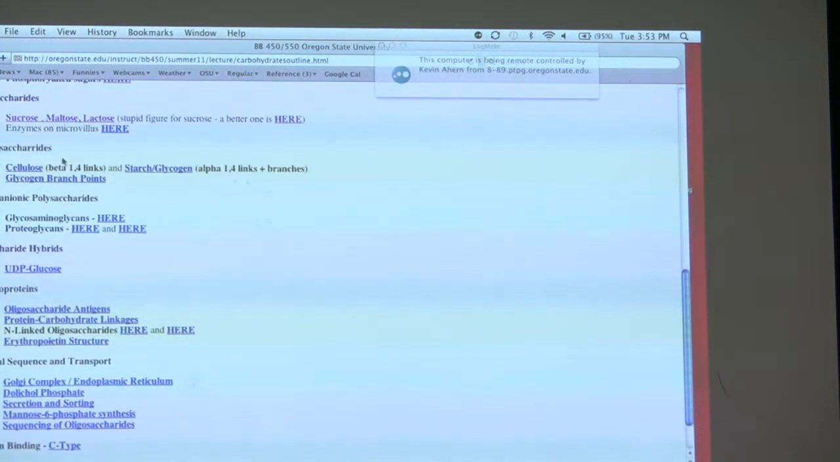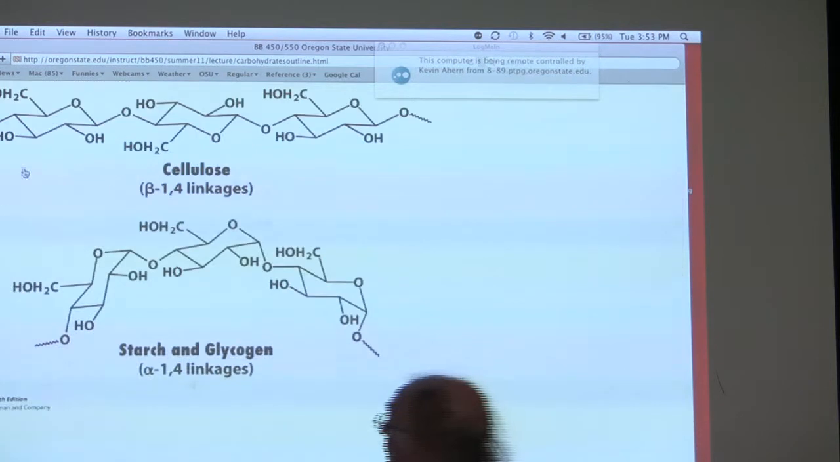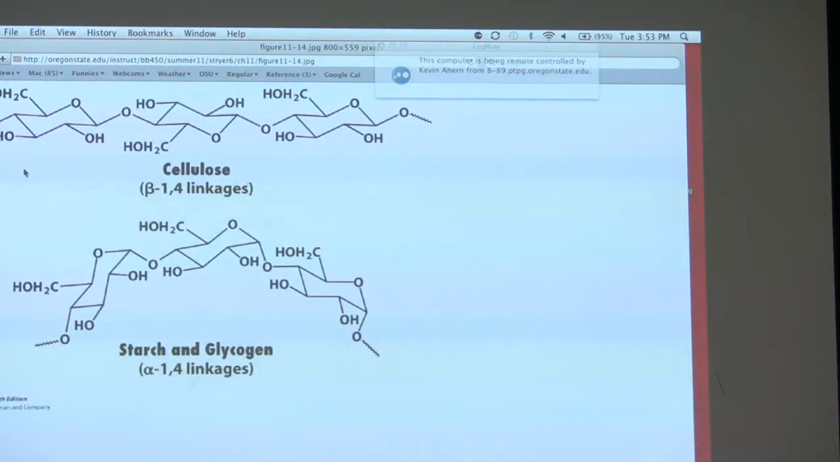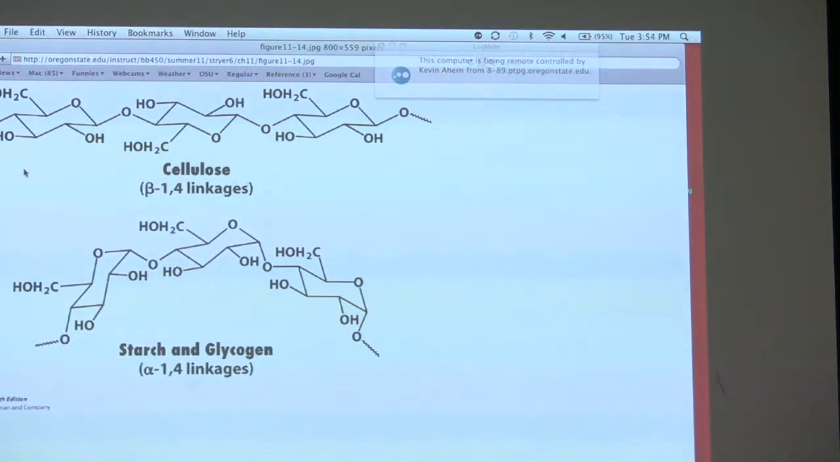Okay. Let's spend some time now talking about the next higher level of structure of carbohydrates, and these would, of course, be the polysaccharides. And polysaccharides include cellulose. Cellulose is a very important polysaccharide on the face of the earth. It is, in fact, a very important structural component of plant cell membranes.